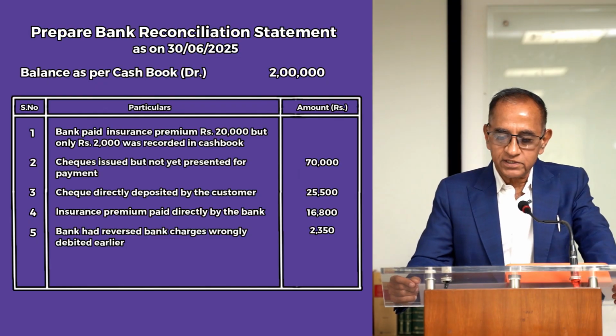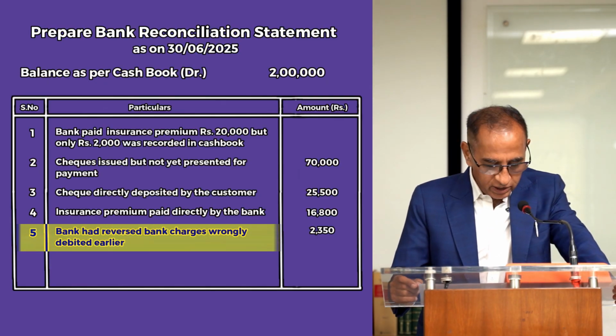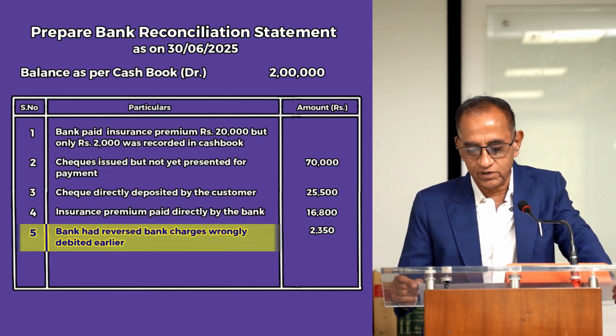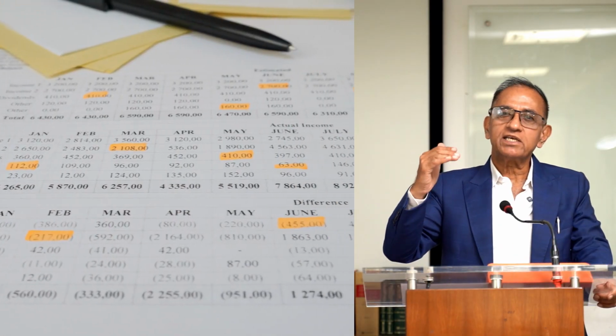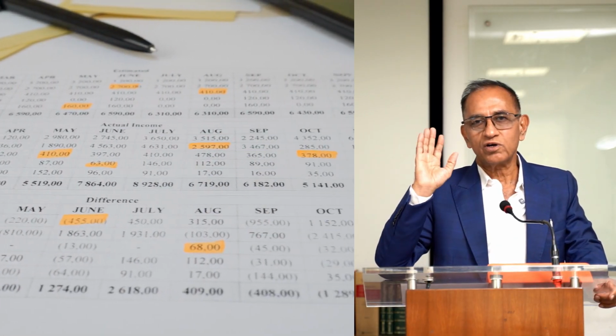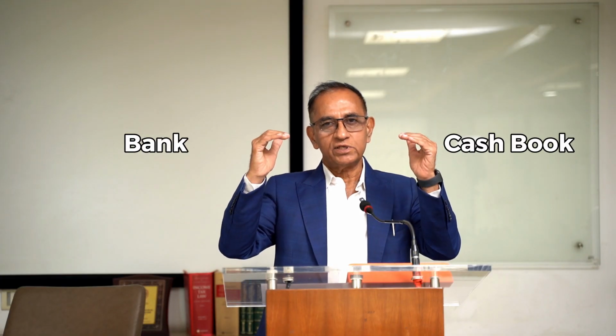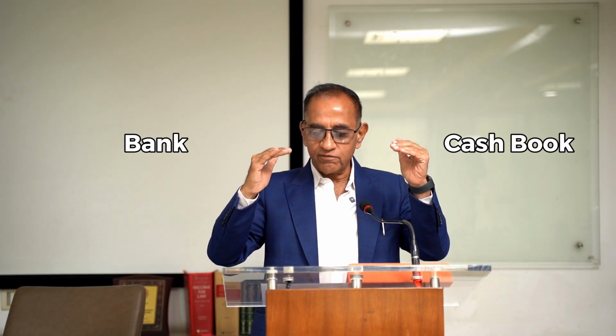Now here the difference is bank had reversed bank charges wrongly debited earlier, 2,350 rupees. The bank debited 2,350 rupees to me. Now the bank is saying that this was wrongly debited, so bank is reversing it. If I have not recorded the original debit which was made, the bank debited, the bank reversed, then this no longer remains a difference. Why would this be a difference between my books and bank's books? Both the balances should be same. Bank debited 2,350 rupees to my account. That means bank reduced my balance by 2,350.